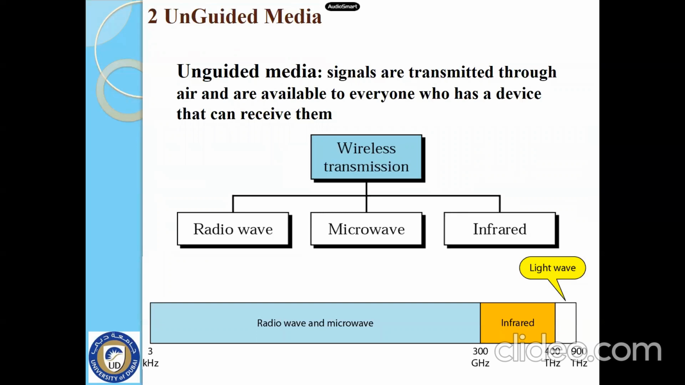Now, unguided media. So these are signals that are transmitted through air, and they are available to everyone who has a device that can receive them, like telephone networks nowadays. As long as you have a telephone, you can receive a signal. So it is divided into 3 categories: radio wave and microwave, usually combined together, and you have the infrared. And right after the infrared, we have the light wave.